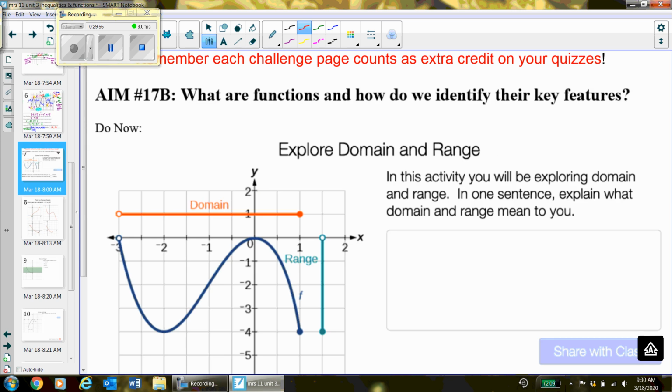So now we're on to the next lesson. The page before lesson 17B there's a challenge page. Please do not forget that your challenge pages count as extra credit on your quizzes. Although your quizzes are online, once graded, if you completed a challenge page, please take a picture of it and upload it to Google Classroom so that once I add that grade to Pupil Path, you can see the extra credit on top of the grade that you got from your online score.